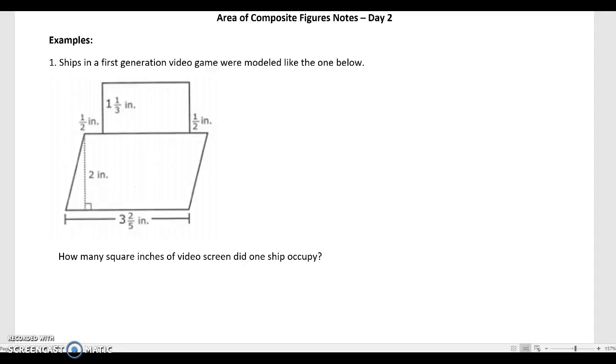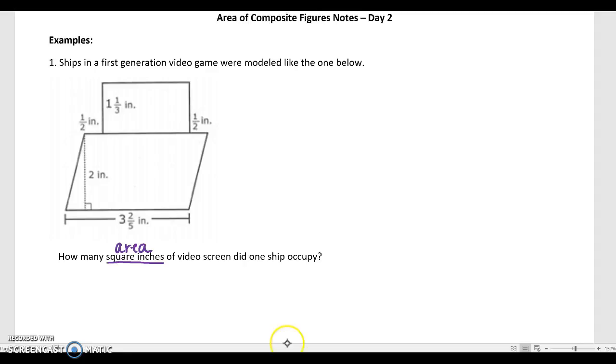So this problem here says ships in a first generation video game were modeled like the one below. How many square inches of the video screen did one ship occupy? So right here, square inches is telling us that we are looking for area, okay? So area is square inches, and we're looking for the area of this one ship. So we want to break it apart into pieces that we are familiar with finding the area of.